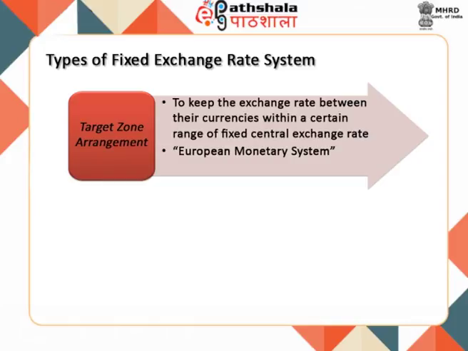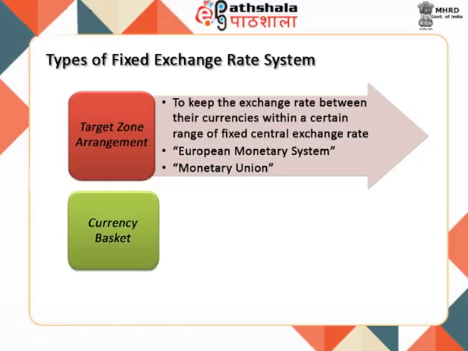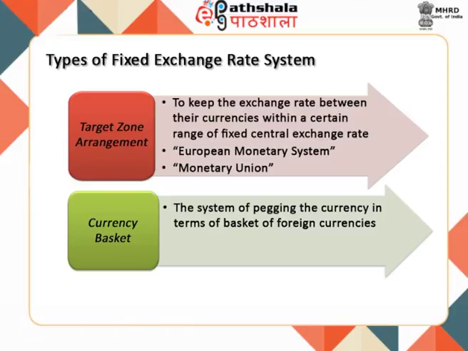Another variant of target zone arrangement is the monetary union, where member countries agree to share a common currency instead of using their own currency. The ECU has been substituted by the common currency, euro, shared by 12 European countries since 1999. Currency basket. It is a system of pegging the currency or fixing the value of currency in terms of a basket of foreign currencies instead of a single foreign currency. The value of a currency basket peg is more stable than pegging to a single currency.